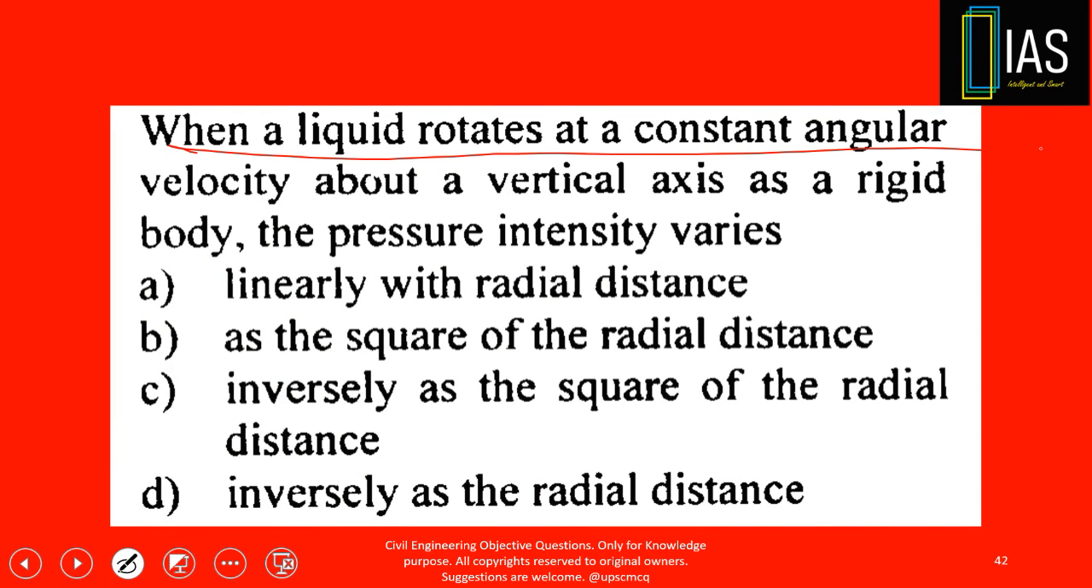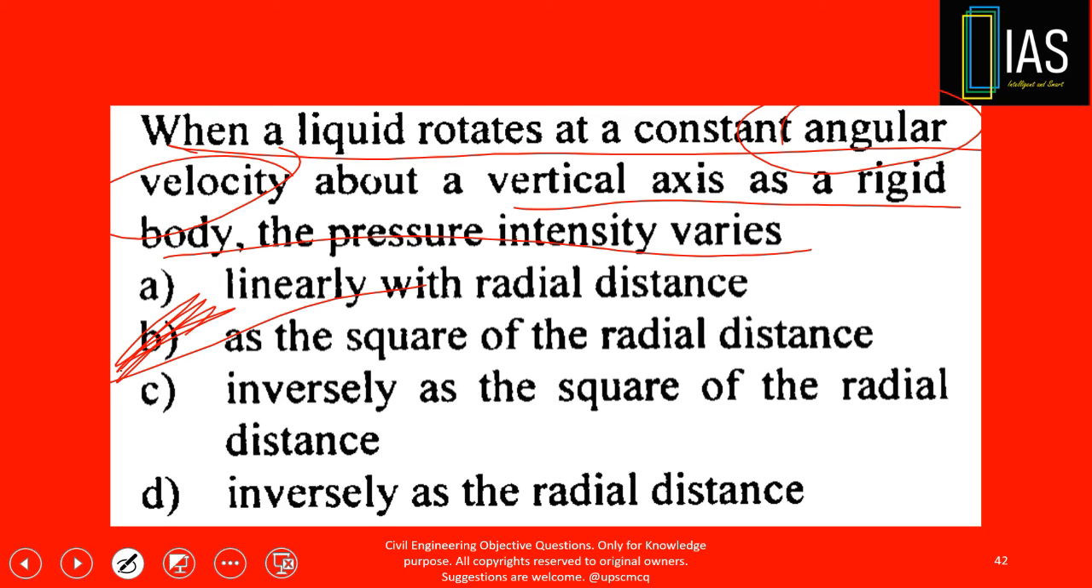This we have to remember: when a liquid rotates at a constant angular velocity about a vertical axis as a rigid body, the pressure intensity varies as the square of the radial distance.